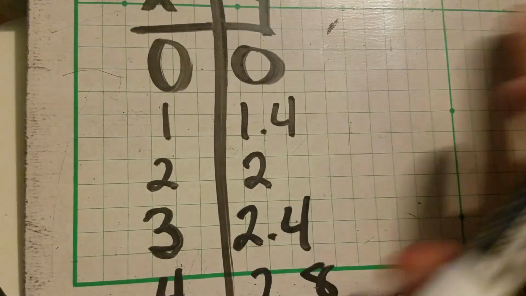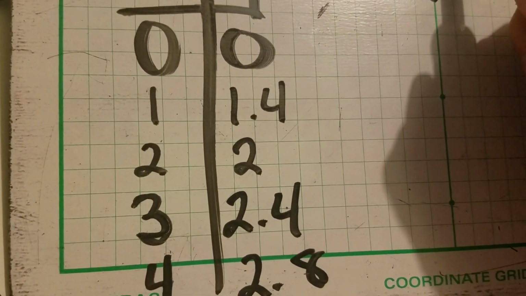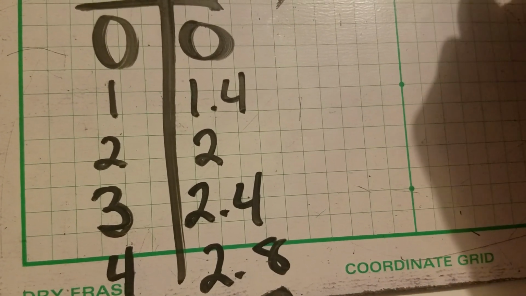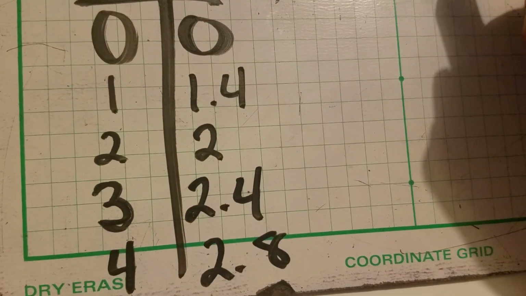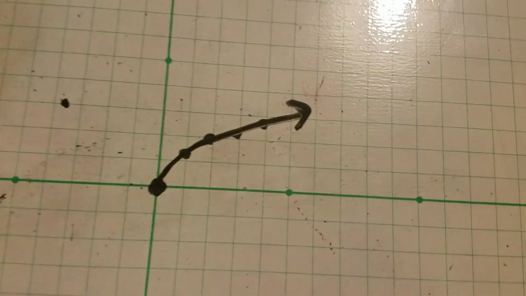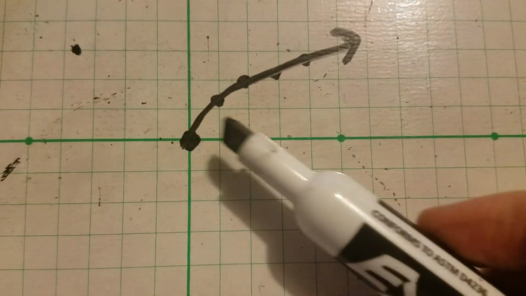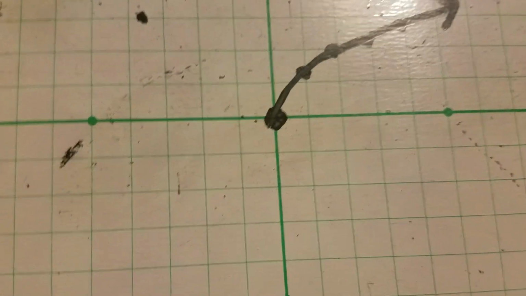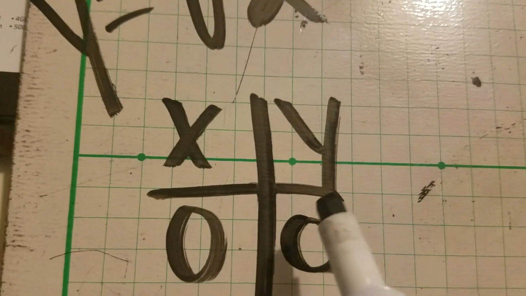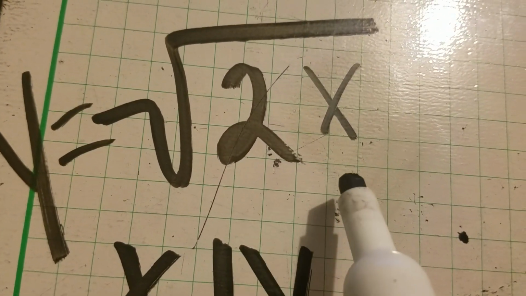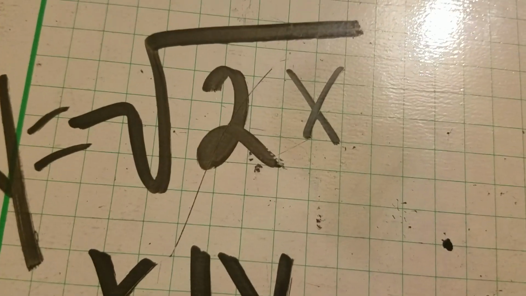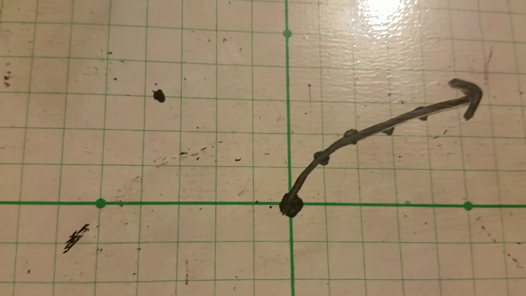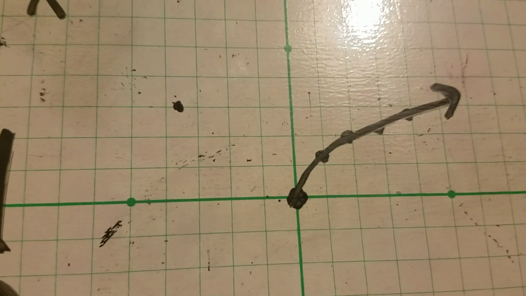So I have starting at 0, 0, and then 1, 1.4, 2, 2, 3, 2.4, and 4, 2.8. So it looks like my graph is going to look something like that. You'll notice that it doesn't go left, and that's always going to be the case. These graphs are never going to go left because think about square roots. If I plugged in -1, that would be 2 times -1, which is -2, and the square root of -2 doesn't exist. There comes a spot on these graphs where they can't go left because you can't have the square root of a negative number.